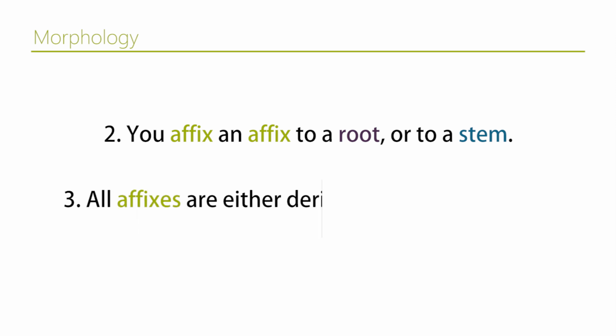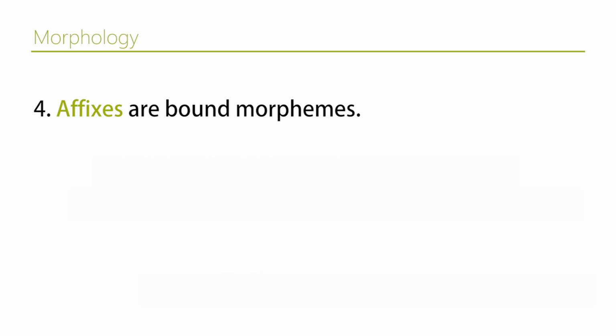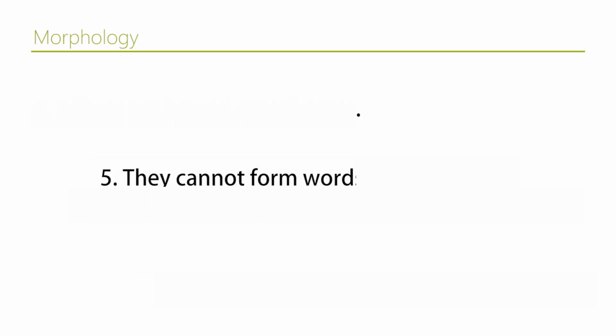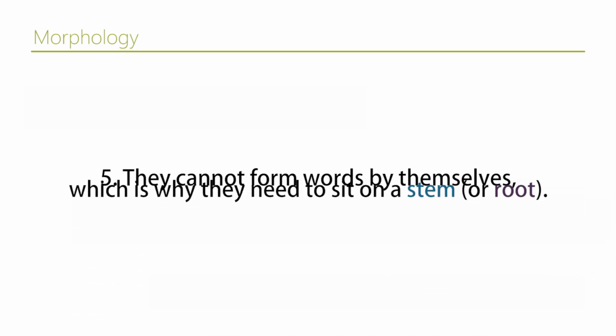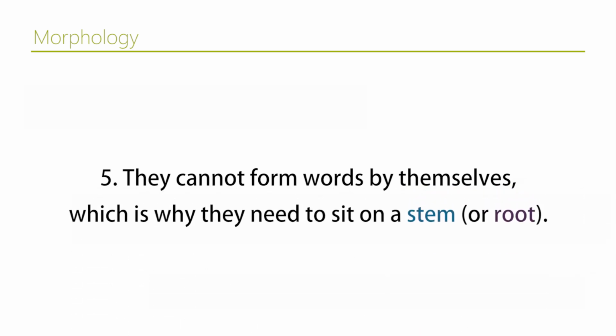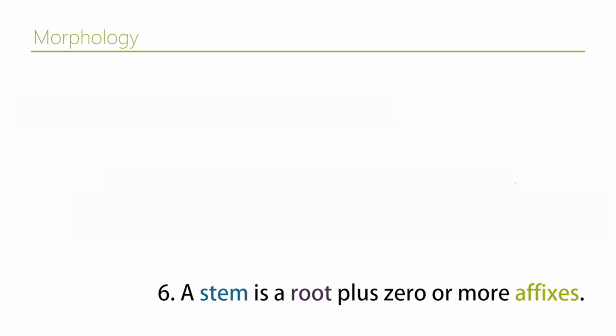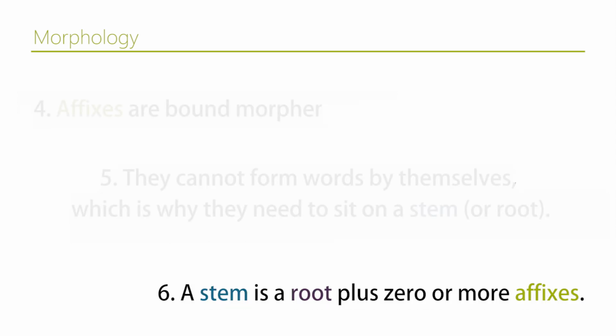Affixes are either derivational or inflectional, of course. Affixes are bound morphemes. What this implies is that they cannot form words by themselves, which is why they need to sit on a stem or root, right? A stem is a root plus zero or more affixes.